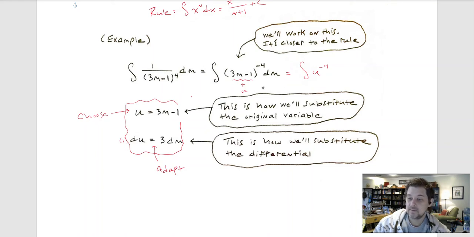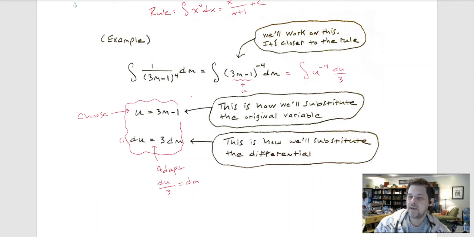And math is very precise. Like if this does not look exactly like that up there, then I can't substitute it. All right. But look, this is an equation. I'll just divide both sides by 3. So if I do that and I divide both sides by 3, then I'll get du over 3 on one side and I'll get dm on the other side. And then this I can substitute. You see, in place of the dm, I'm going to put du divided by 3.